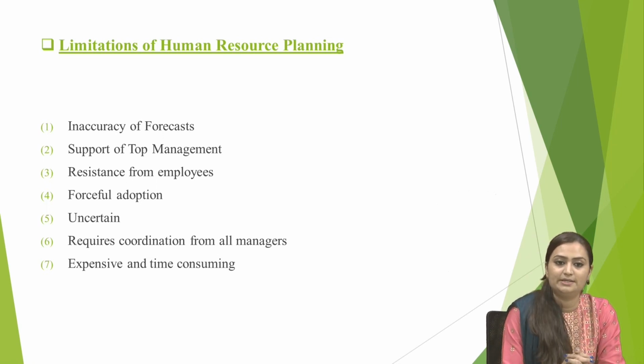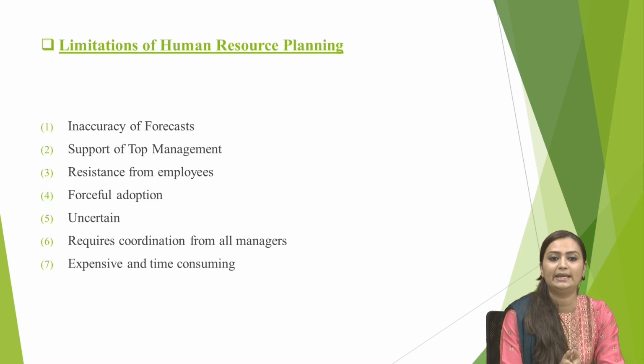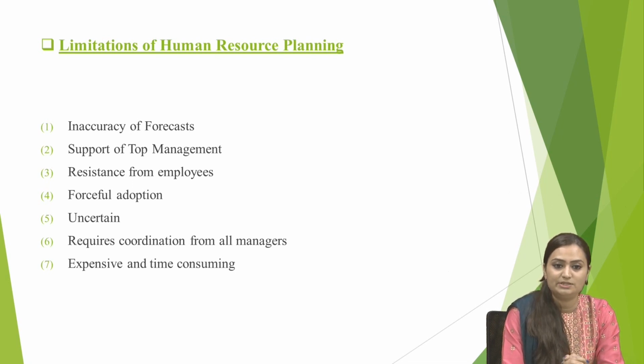Next topic is related to limitations of human resource planning. So every coin has two sides. So human resource planning also has a kind of limitation to it. One is related to inaccuracy of forecasting. So there are a number of techniques, but if you as a manager select the wrong technique for forecasting the people for the company, then there could be an inaccurate and wrong selection of the people, due to which the objective could not be fulfilled.